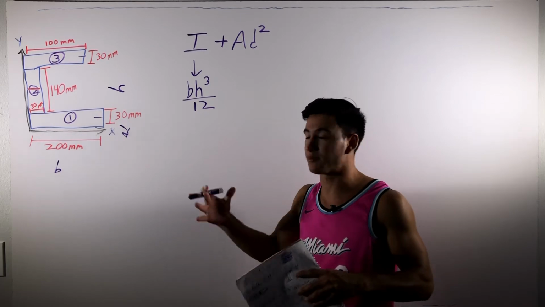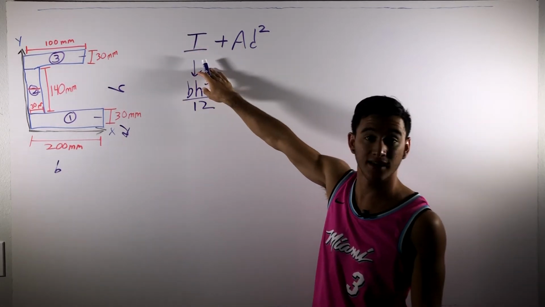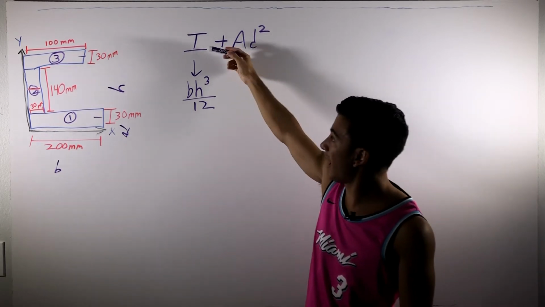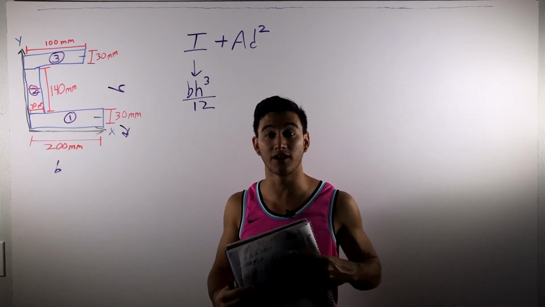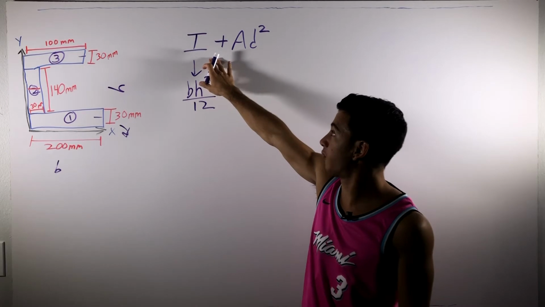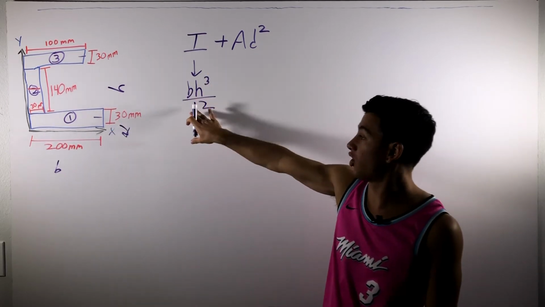Basically, to find the answer to these types of problems, we're going to be using this equation, I plus A times d squared. I could change based on the shape, whether it's a triangle, a square, whatever it is. In this case, it's all rectangles. So the I portion for the rectangles is going to be bh to the third over 12.